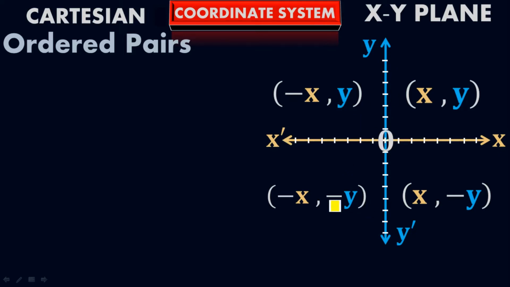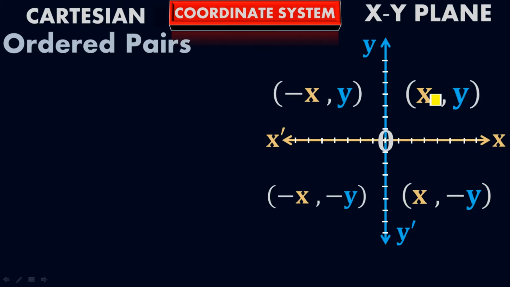In the third quadrant, we have negative x comma negative y, which means that the values along the x-axis are negative and the values along the y-axis are also negative. Similarly, in the fourth quadrant, we have x comma negative y. The values along the x-axis are positive and the values along the y-axis are negative. We already discussed this. So these are the ordered pairs.